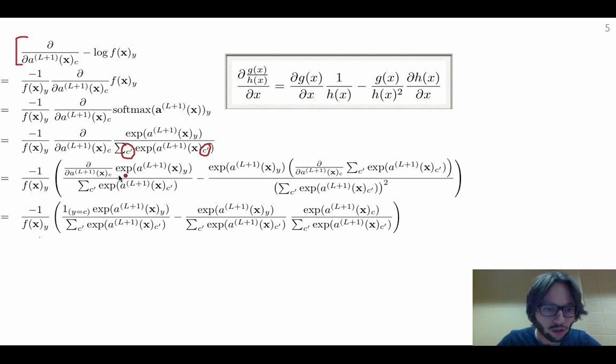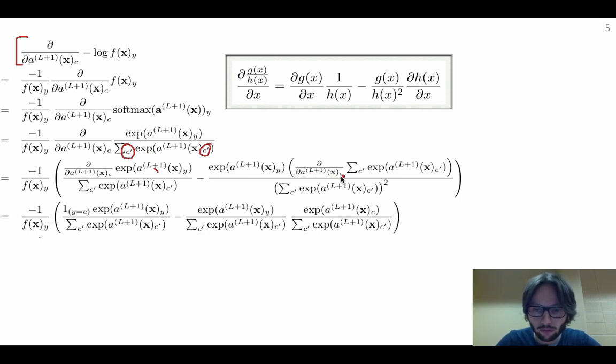All right, well, the partial derivative of the exponentiated yth pre-activation with respect to the cth pre-activation is going to be 0 if y is not equal to c, and otherwise the partial derivative of the exponential function is the exponential function, so we'd get the exponential of the yth pre-activation, which is exactly this term here.